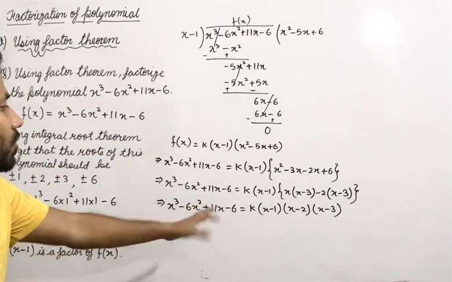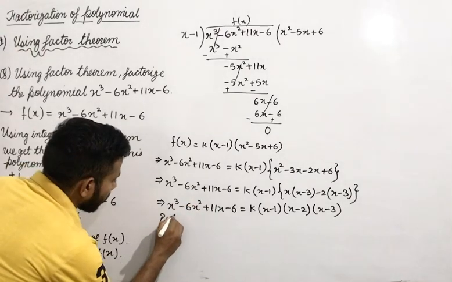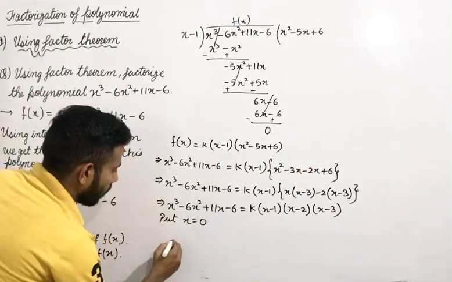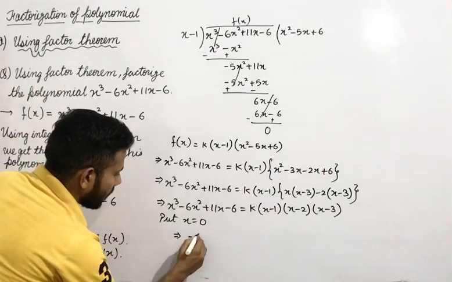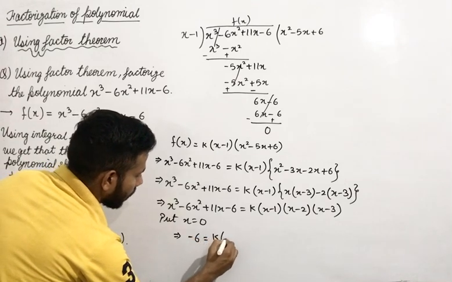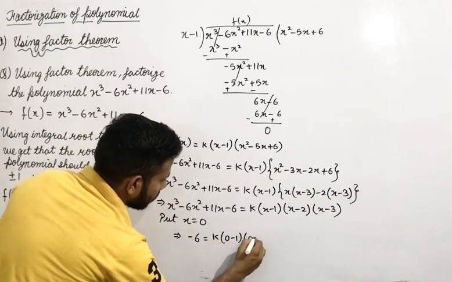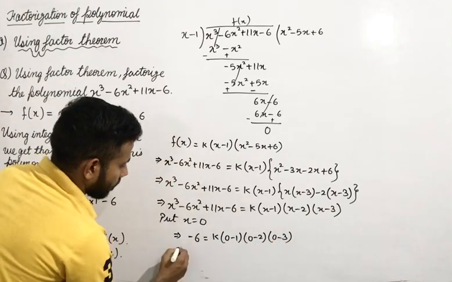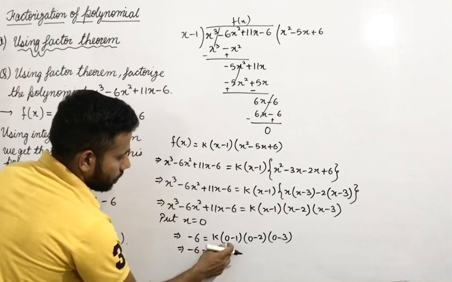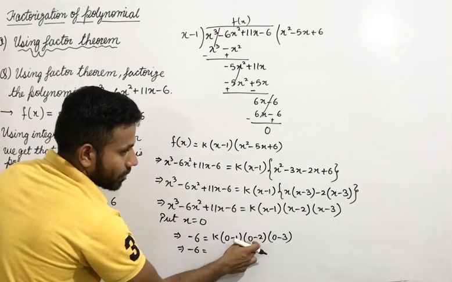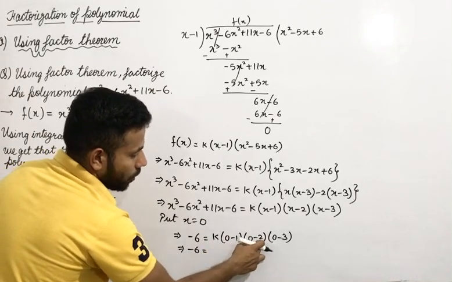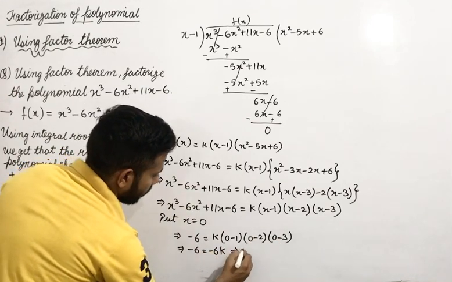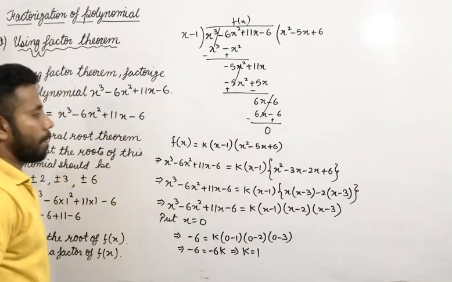Now put x equals 0. When you put x equals 0 in all, you get minus 6 equals k into 0 minus 1, into 0 minus 2, into 0 minus 3. So it is minus 6 equals minus 1 into minus 2, 2 into minus 3, minus 6. So you get minus 6k. From it you get k equals 1.